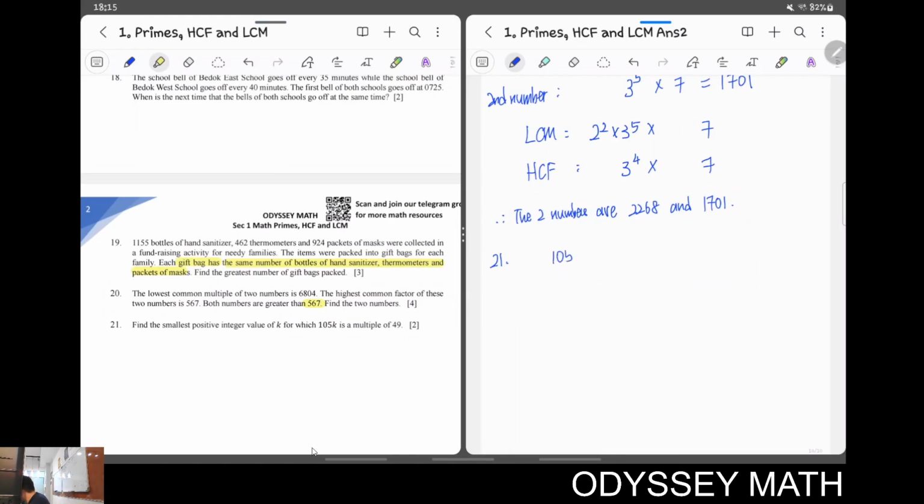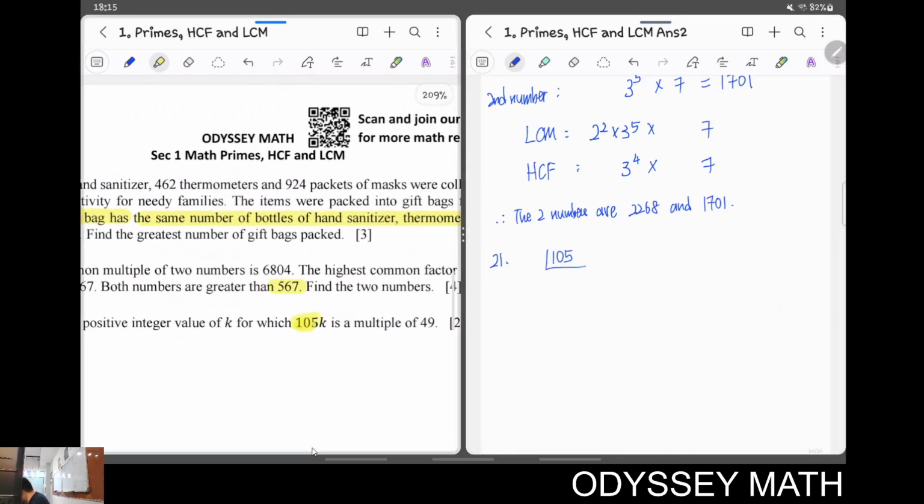So for this type of question, like they say, find the smallest positive integer value of k. So first, you prime factorize that number beside the k, 105. You know, that numerical number. So we're going to put a 3 here. So this is 35. Put a 5 here. 7. Put a 7 here. That's 1. So therefore, once you reach 1, you multiply the numbers vertically here. So 105 equals 3 times 5 times 7.